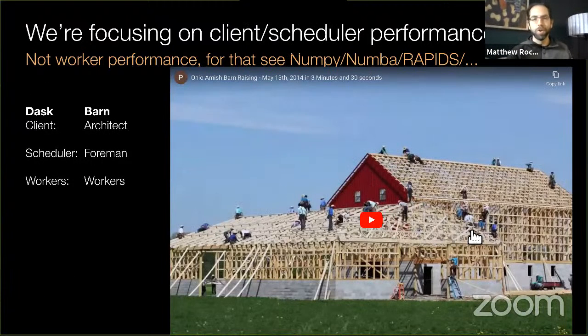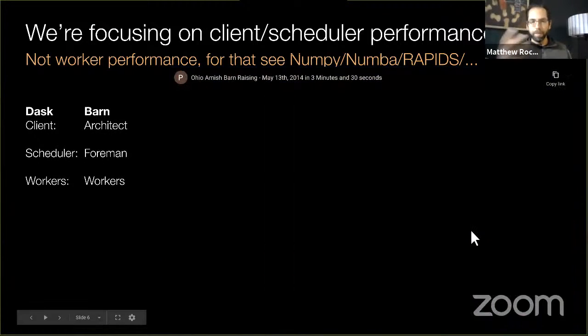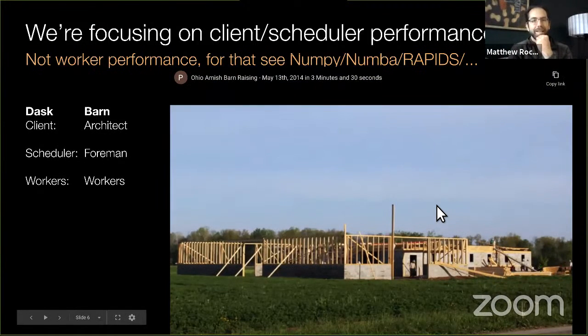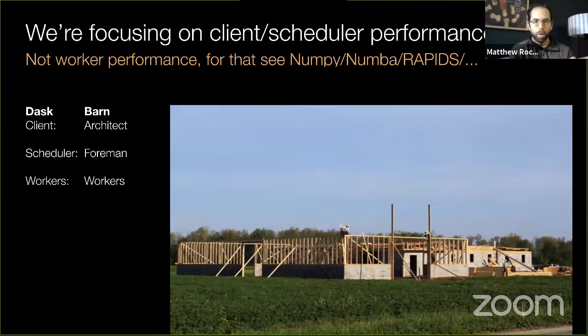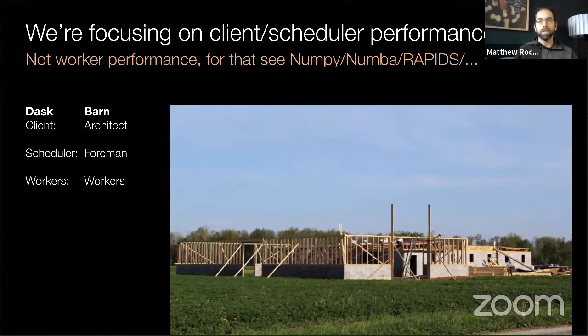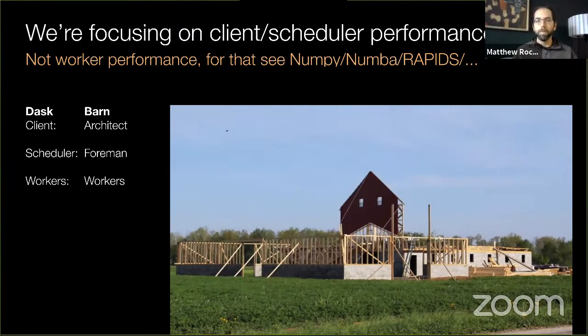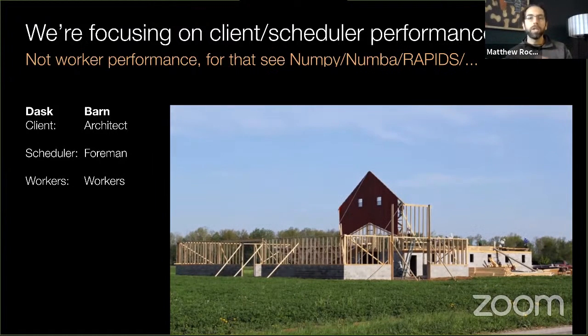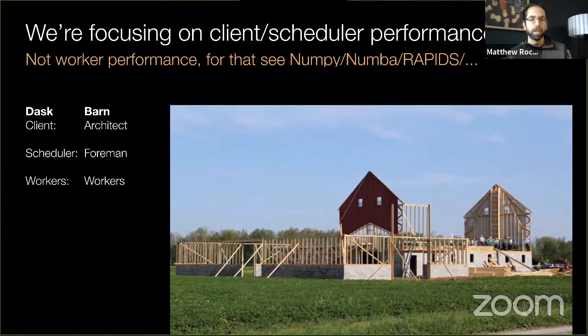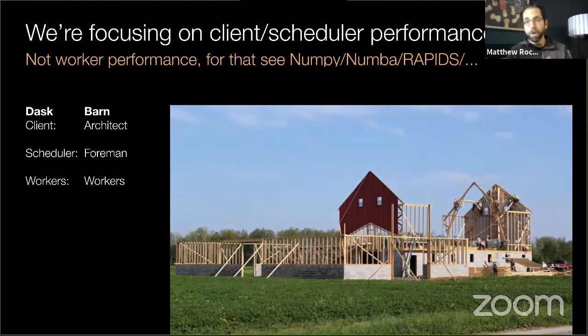So this is going to show how I think about distributed computing. I want to focus for a second. We're not talking about how to make your entire computation faster, how to make your workers faster. For that, you want something like NumPy, Numba, or Rapids to make your individual tasks faster. We care much more here about coordination or scheduling. And so to motivate that, this is a video of an Amish barn raising.